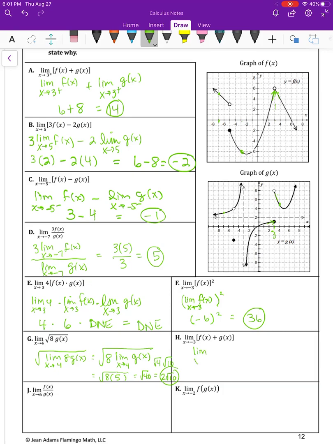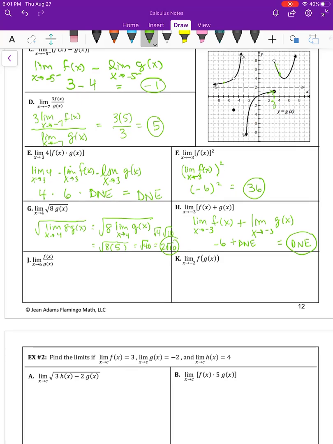This one, the limit of the sum is the sum of the limits. So we've got the limit as x goes to -3 of f of x plus the limit as x goes to -3 of g of x. So we go up here and we look at f of x. When we go to -3, we get -6, plus g of x as we go to -3. For g of x, you have a vertical asymptote. On one side, it's going to negative infinity. On the other side, it's going to positive infinity. So this one's going to be does not exist, because one part of it does not exist. So the whole thing does not exist.